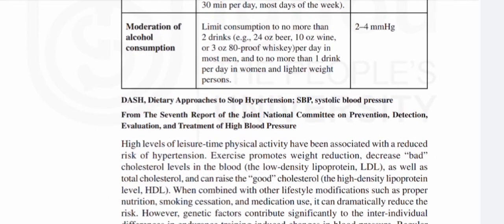DASH means dietary approaches to stop hypertension. SBP means systolic blood pressure. From the 7th report of the Joint National Committee on Prevention, Detection, Evaluation and Treatment of High Blood Pressure.